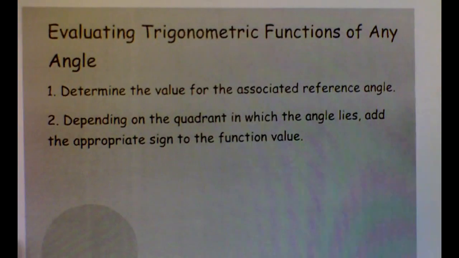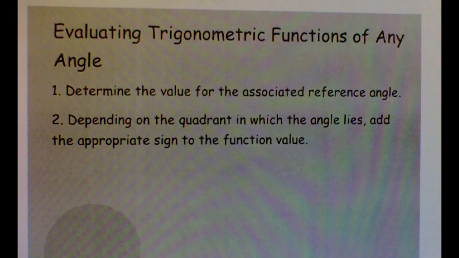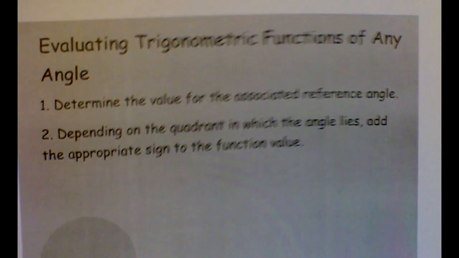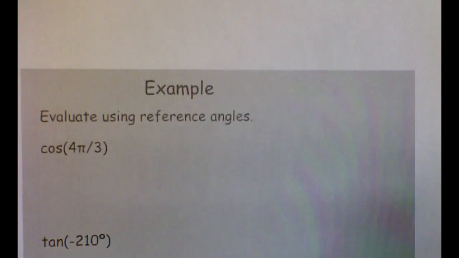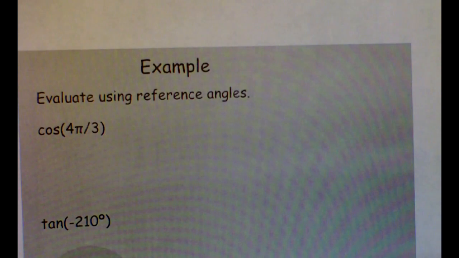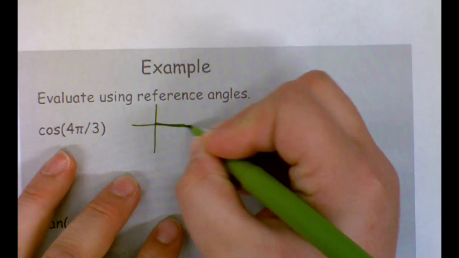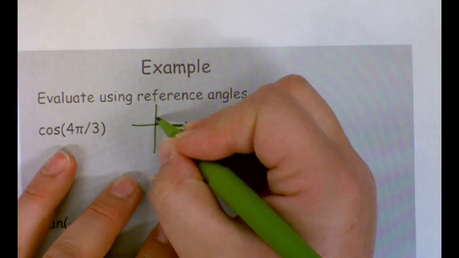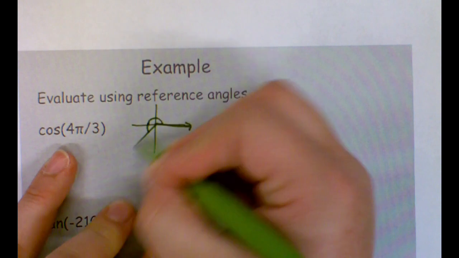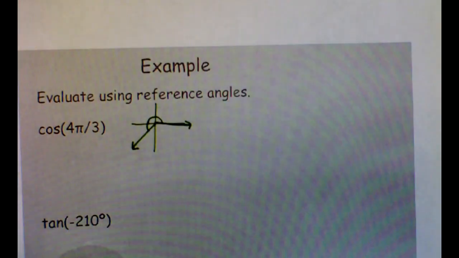To use reference angles, evaluating any trig function, determine the value for the associated reference angle. Depending on the quadrant in which the angle lies, add appropriate signs. That's all it is. So if I want the cosine of 4 pi over 3, well, I think to myself, okay, 4 pi over 3. Let's see here. If I start here, I go 1, 2, 3, 4 pi over 3. Okay. I had to go a pi over 3 past.